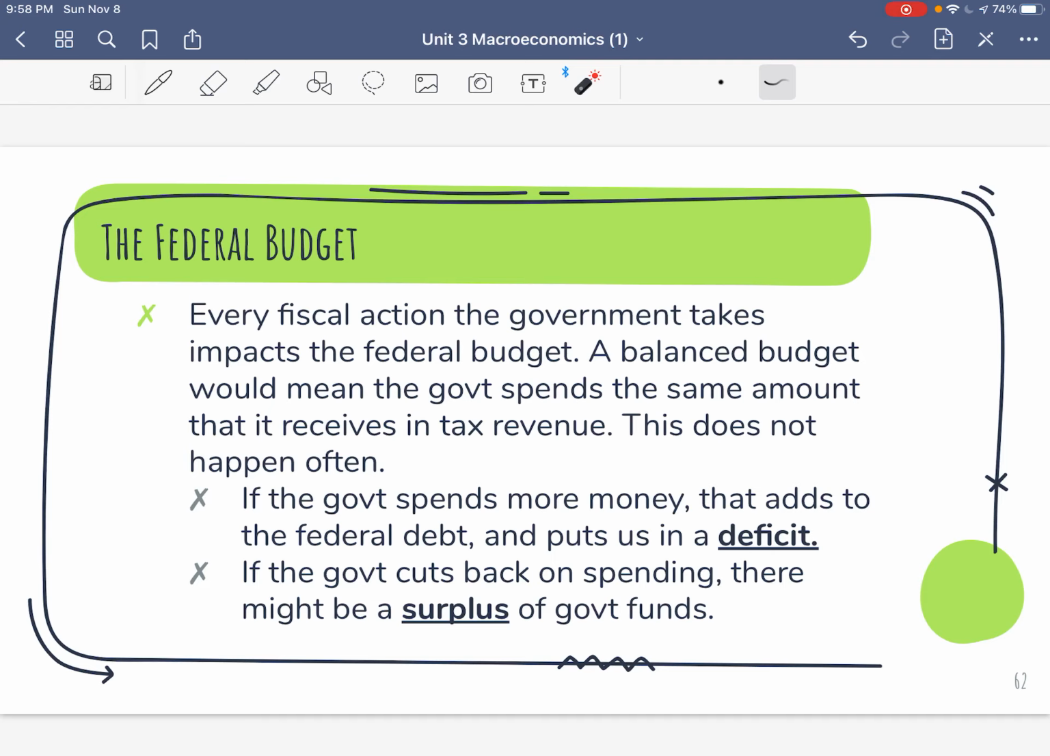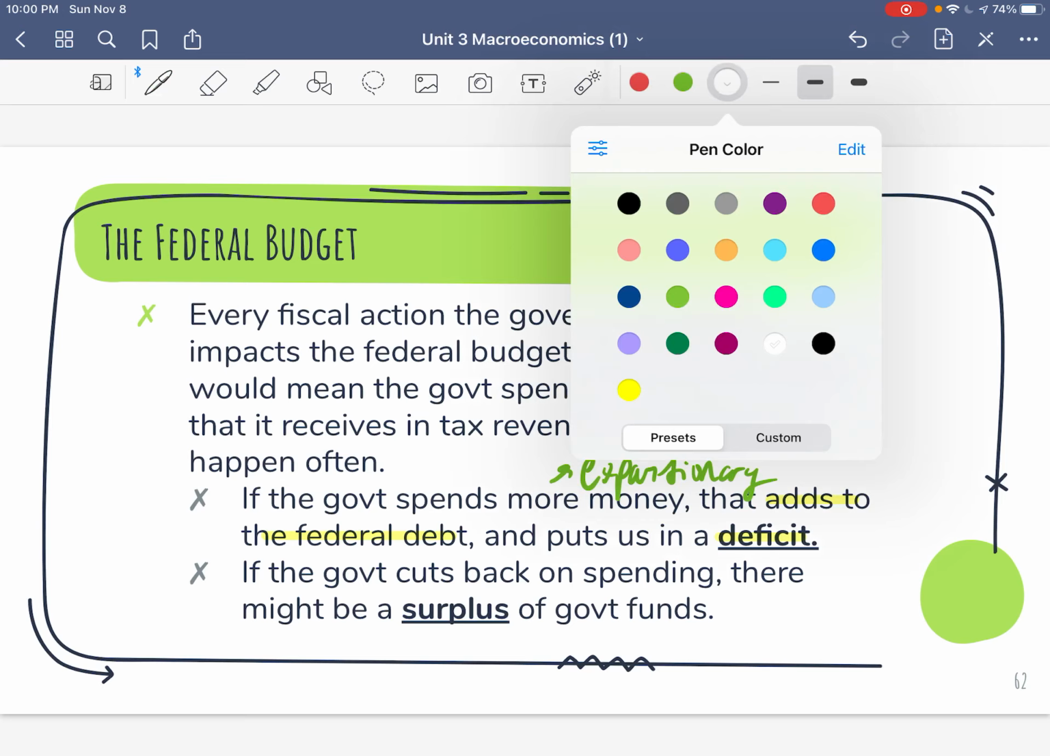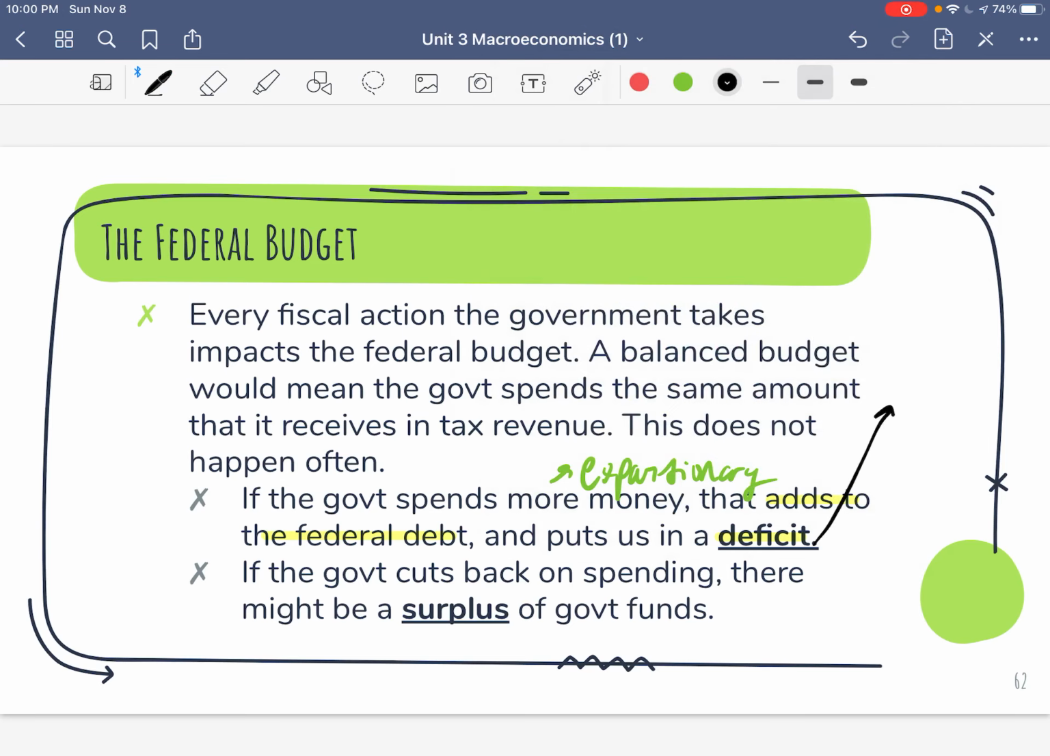And so we have to learn other words to describe what they do. If the government spends more money, if they are expanding, if this is going to be expansionary, that adds to the federal debt and puts us in what is known as a deficit. So if it adds to the federal debt, we will be in deficit. And deficit means that we are spending more than what we are bringing in. Let's write that down. So deficit means that we are spending more than we are bringing in. And will you write that down on your paper too?